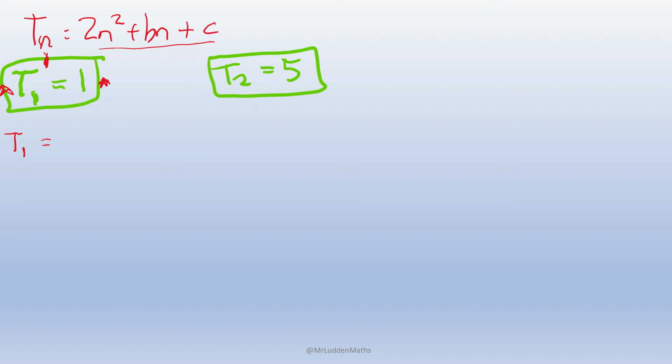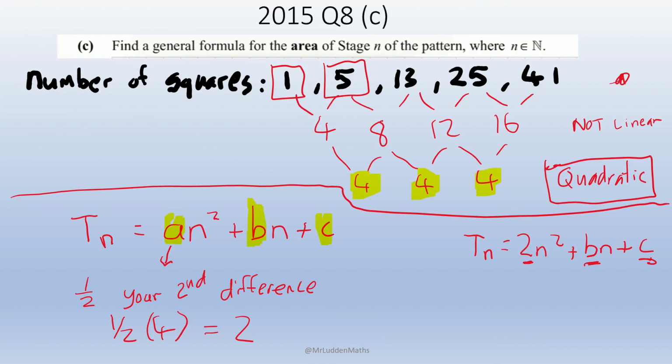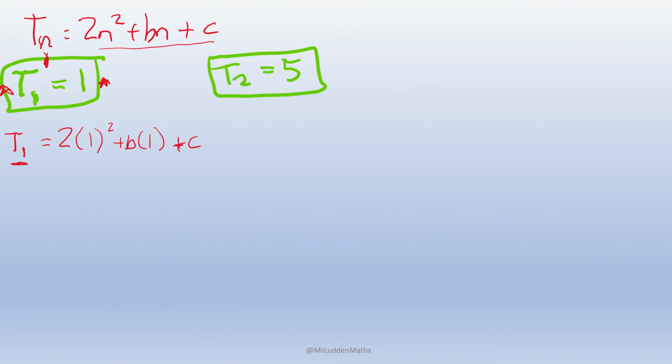So on this side here, I'm going to have to do the exact same thing. Wherever I see n, I'm going to have to take that out, and put in 1. So I'm going to have 2 times 1 squared plus b times 1 plus c. Now, T1, that's your first term. If we look back to our sequence, my first term is 1. So I'm going to say that 1 is equal to 2 times 1 squared, which is going to give me 2, plus b times 1, which will give me b, plus my c at the end.